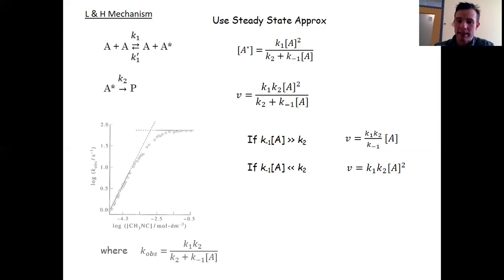And in fact, this is exactly what Lindemann and Hinshelwood measured. This is a plot of the observed rate constant. Here's how the observed rate constant is defined as a function of concentration of A. What you'll see is that if you get to really, really low concentrations of A, the rate constant starts changing. So this is consistent with exactly what you'd expect for the Lindemann-Hinshelwood mechanism.